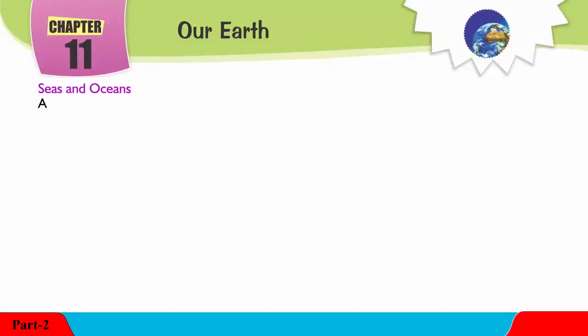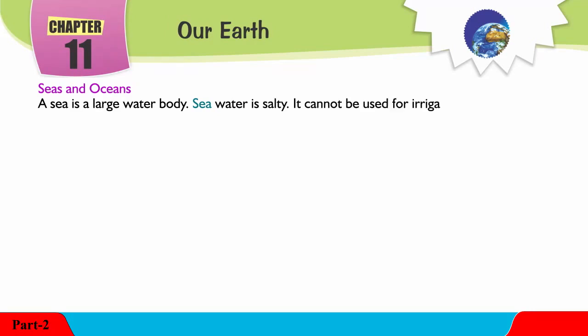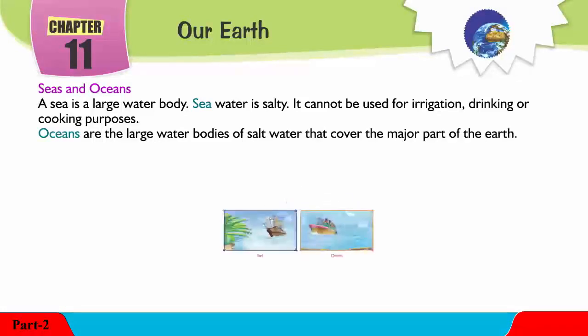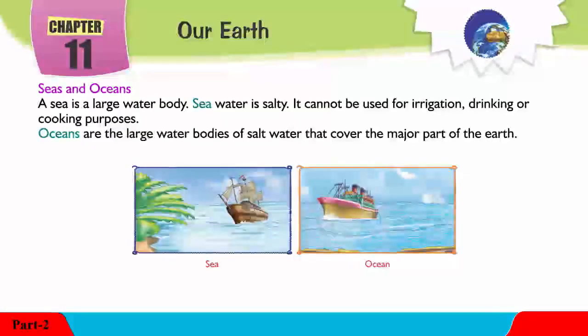Seas and oceans. A sea is a large water body. Sea water is salty. It cannot be used for irrigation, drinking, or cooking purposes. Oceans are the large water bodies of salt water that cover the major part of the earth. Sea, ocean.